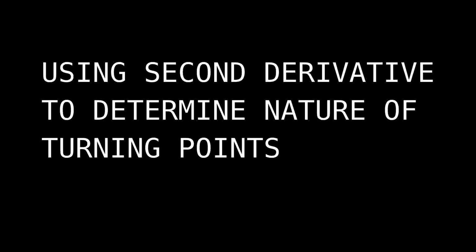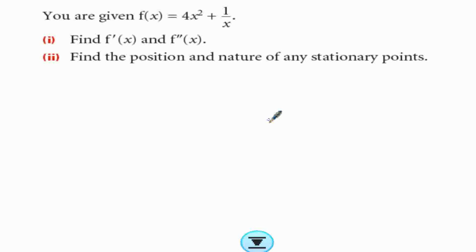Hello everyone, we are going to look at an example where we apply the second derivative to determine the nature of the turning points. And this is our question. You are given f(x) equals 4x squared plus 1 over x. Find the first derivative and the second derivative of f(x). Then find the position and nature of any stationary points.